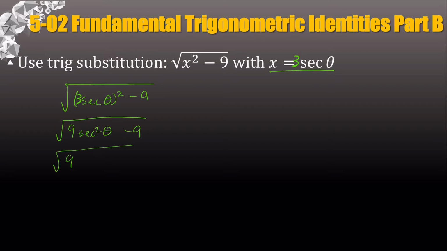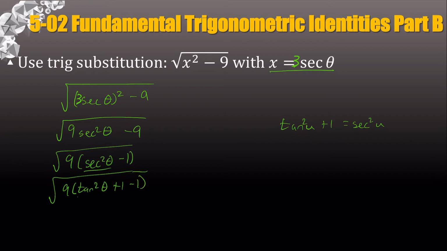Well, I could factor the 9. And then remember a trig substitution. So I remember that tangent squared plus 1 is secant squared. So where the secant squared is, I can put tangent squared plus 1. That became that. The 1's cancel, so I have 9 tangent squared. Square root of that, square root of 9 is 3. Square root of tangent squared is tangent.